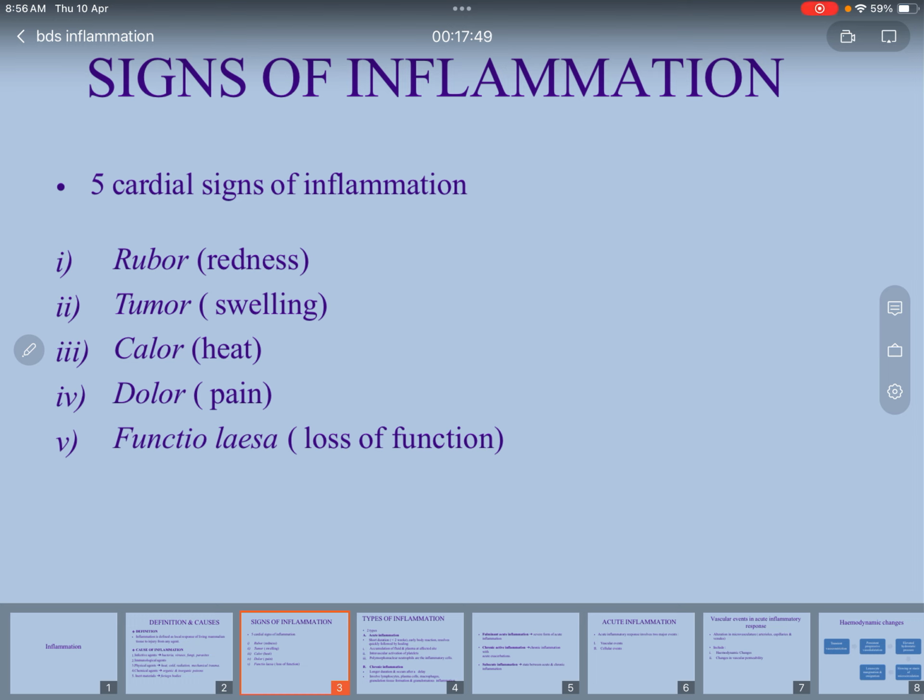So we have learned the definition and causes of inflammation, the types of inflammation, the signs of inflammation, and also the vascular events in inflammation.